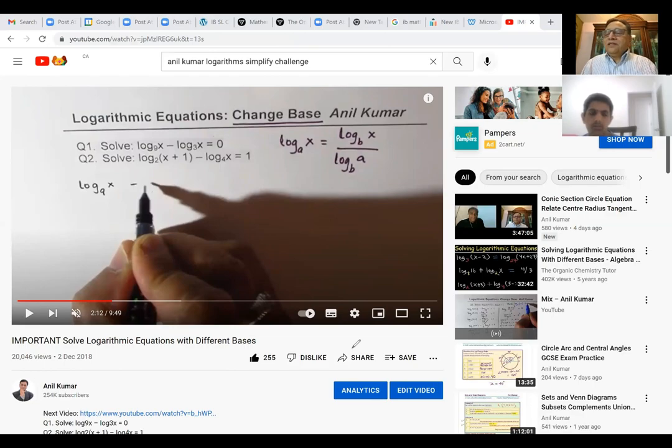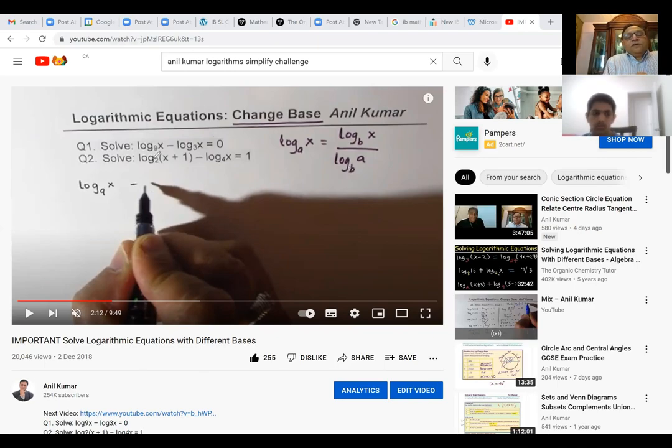So the first step is to write these logs with the same base. And for that, we use the change of base formula. You see this change of base formula? Log to the base a of x can be written with base b as log to the base b of x divided by log to the base b of a. Do you see that part? So this is called the change of base formula. We need to apply it to solve such questions because we need the same base. You get the idea?